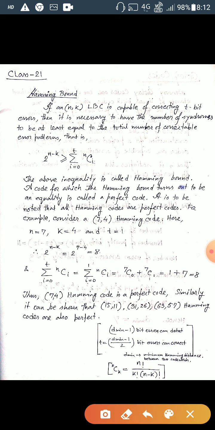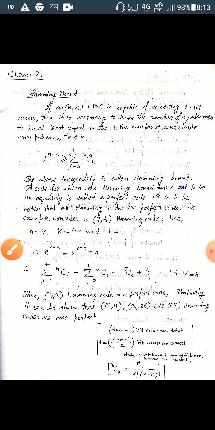A code for which the Hamming bound turns out to be an equality is called a perfect code. That means any code which follows this form will be defined as a perfect code. It is to be noted that all Hamming codes are perfect codes. That means each and every Hamming code should be a perfect code.